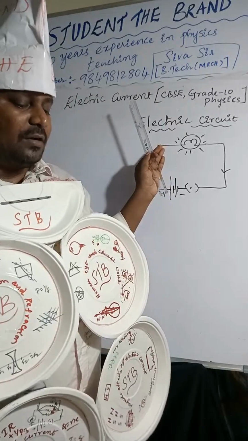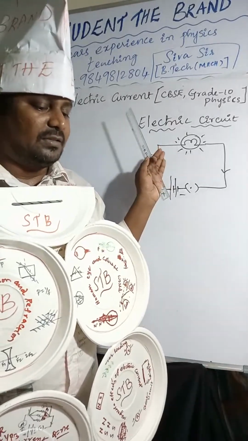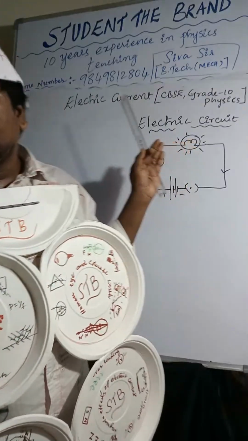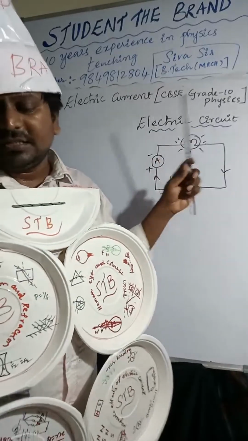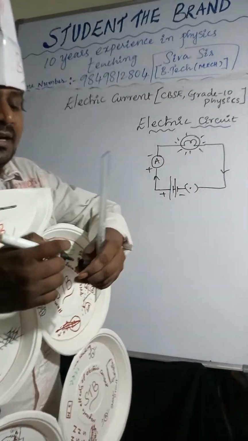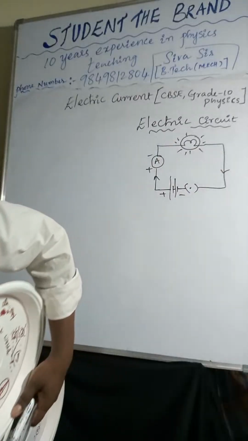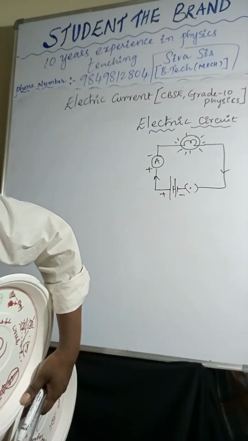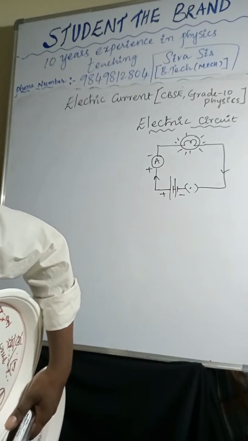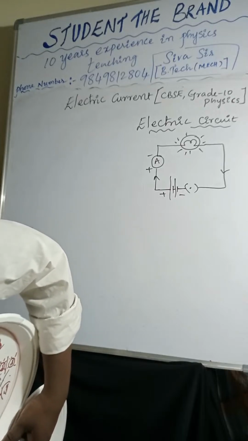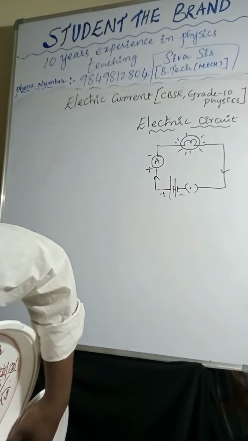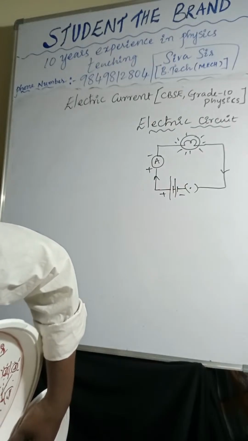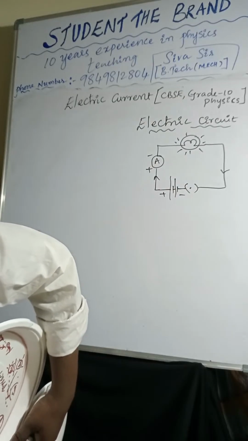A continuous and closed path of an electric current is known as an electric circuit. I hope it is very clear to you. A continuous and closed path of an electric current is known as what? Electric circuit. Okay.